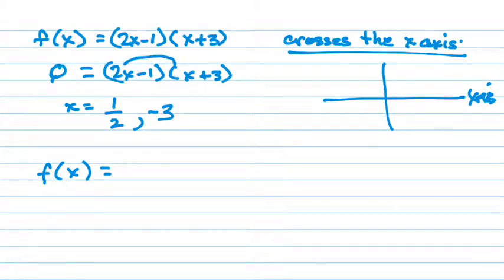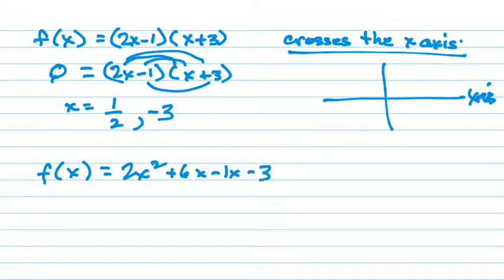So 2x times x is 2x squared. 2x times positive 3 is positive 6x. Negative 1 times x is negative 1x. Negative 1 times positive 3 is negative 3. Combine your like terms. Okay? Now that I have it expanded, I can take the derivative. I can never take the derivative if I have the brackets, right? So you always have to expand it.